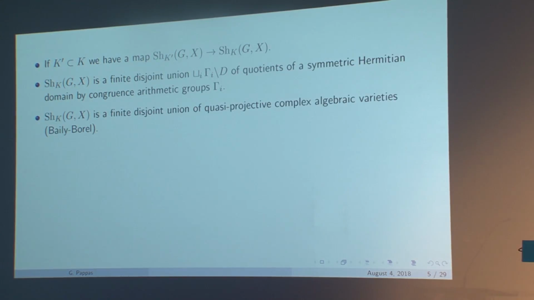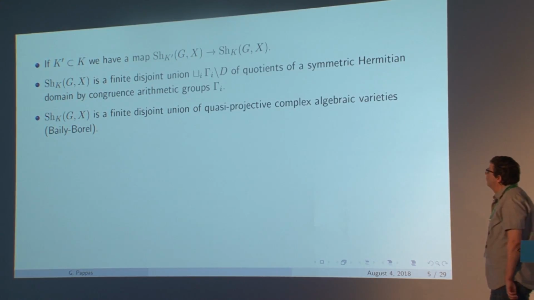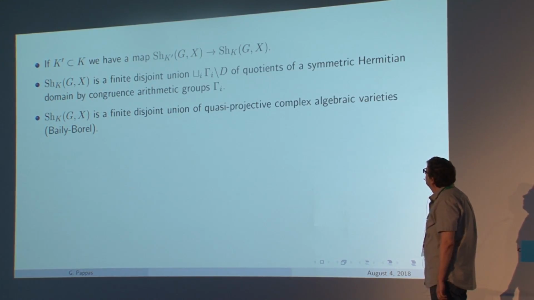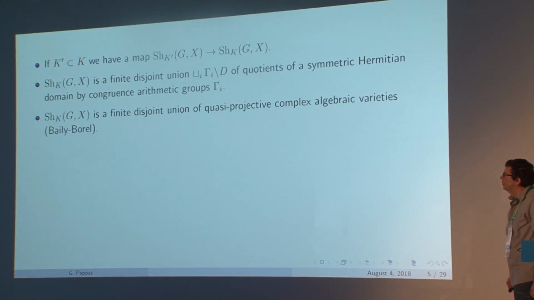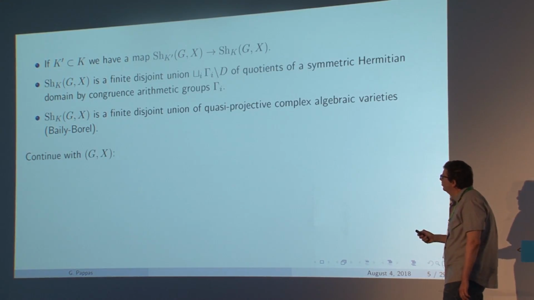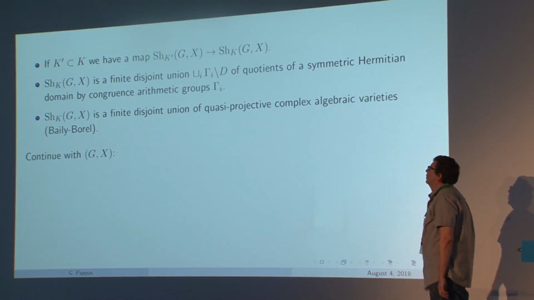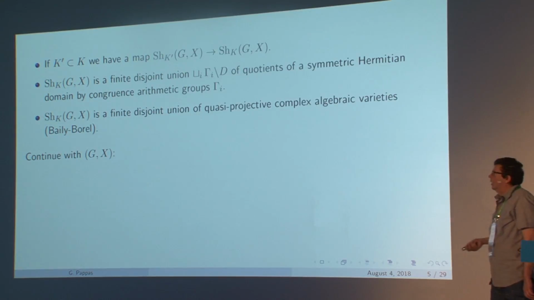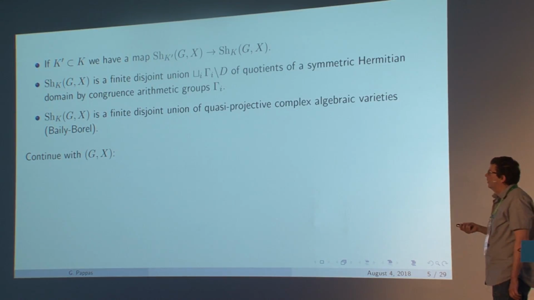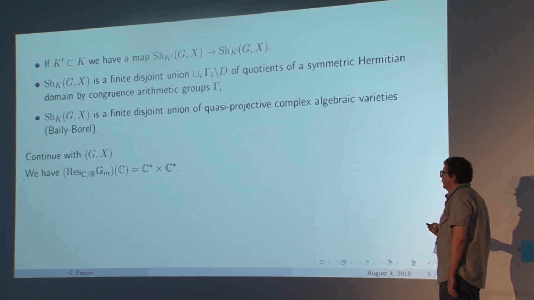So, okay, what is harder is to show that this is actually a union of complex algebraic varieties. This was proven in the 60s by Baily-Borel, and we've seen this in Peter's talk too. And so let's continue with the pair, because now I want to describe the main theorem of the theory of Shimura varieties over number fields, I guess.